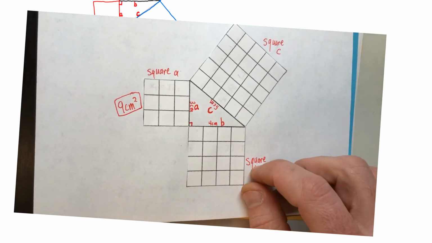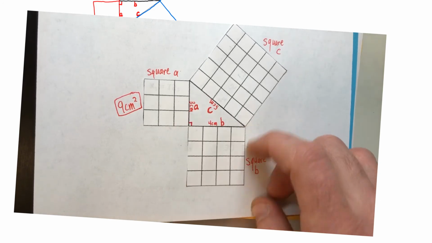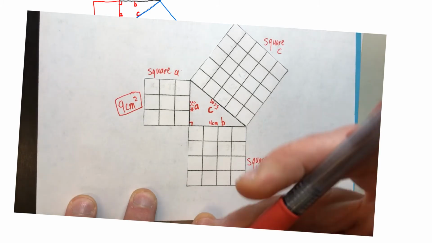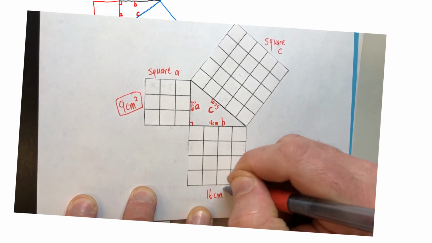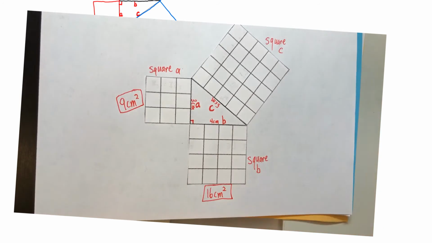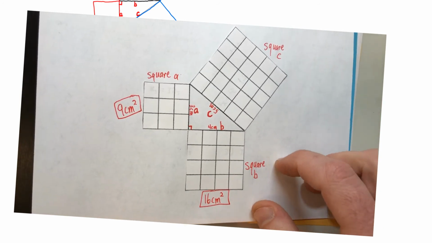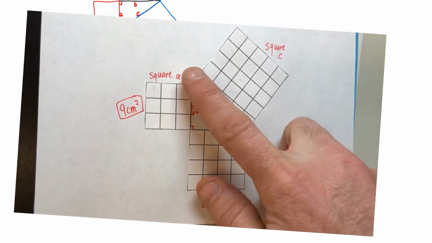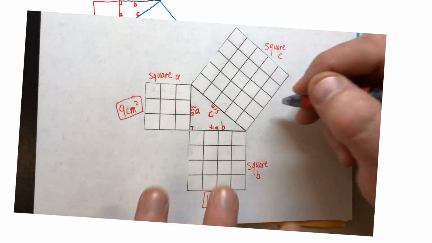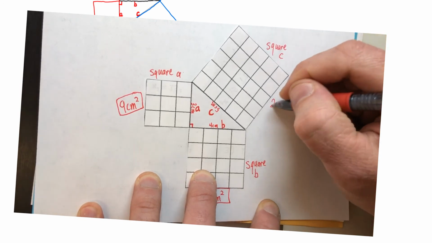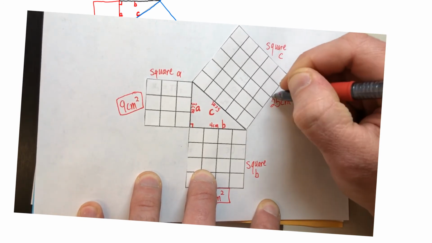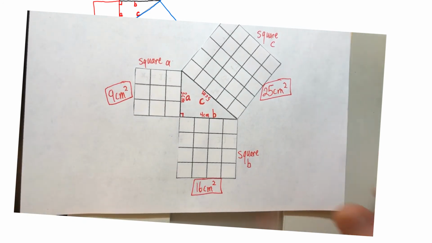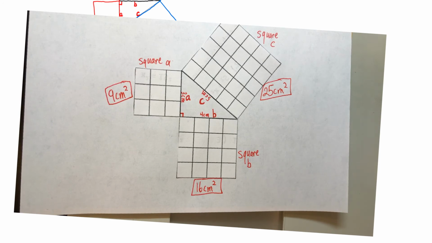Okay, what's the area of square B? 16. It's 4 by 4. 4 times 4 is 16, or if you counted all the squares, there's 16. So the area of this square is 16 square centimeters. Okay? What's the area of square C? 25. It's 5 by 5. 5 times 5 gives you 25 square centimeters. Okay. Now, what does the Pythagorean theorem say again?